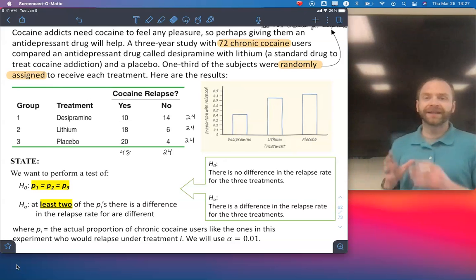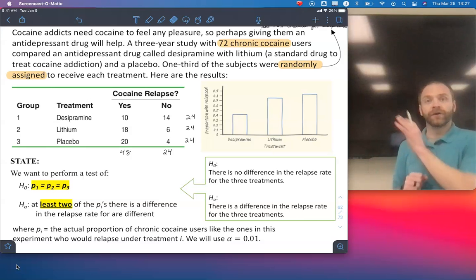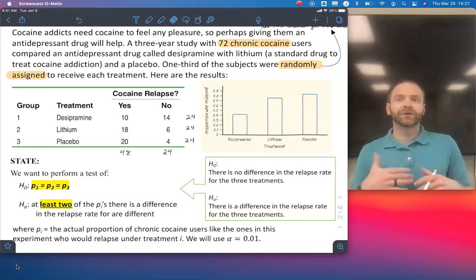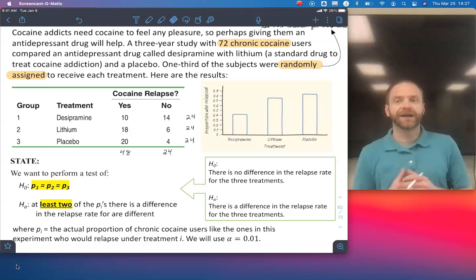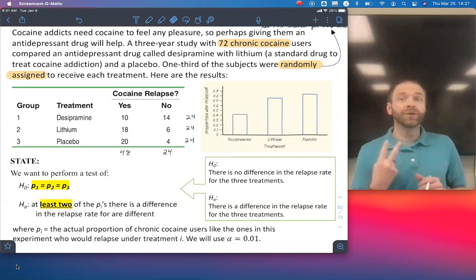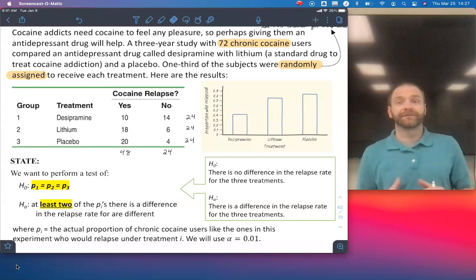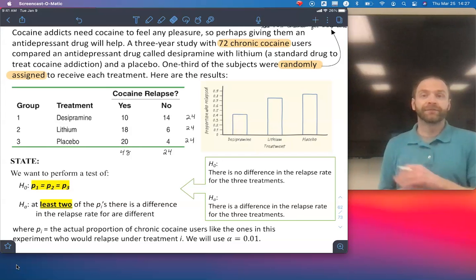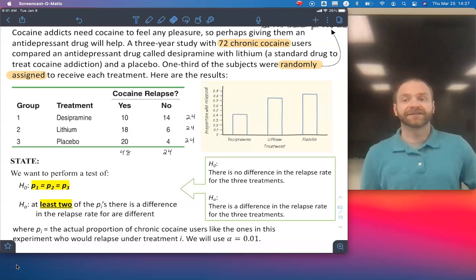The alternative is at least 2 of these are going to be different. And so we can write it that way, or we can write it in the way over to the other side. So this is kind of going over that whole thing talked about in the previous slide. We can say that they're all equal to each other, or we can say, hey, at least 2 of them are going to be different. But we got to make sure we define what the proportion is in context.